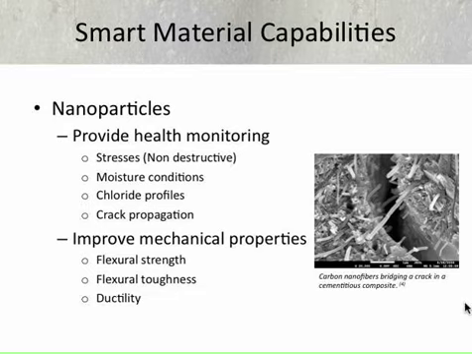The capabilities that a smart material can provide in this application are to provide what's being called health monitoring, and also improvements to the mechanical properties. By introducing smart capabilities into the concrete material, we're able to monitor some critical parameters without having to perform destructive testing. A few examples are listed on the slide where things like stresses, moisture content, chloride content, and presence of cracks can be monitored. And additionally, the nanoparticles also increase the mechanical properties of the material, where some of the traditionally limiting characteristics can be improved.